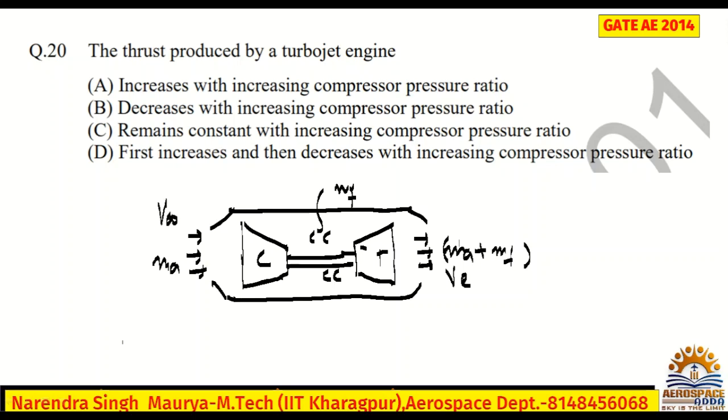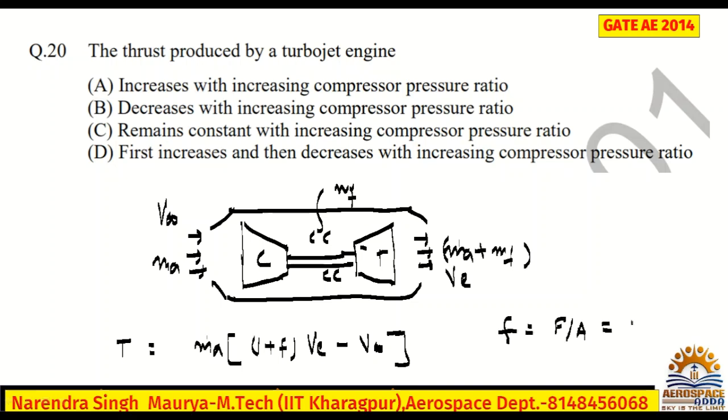So what is the thrust formula you have written? It is nothing but m dot a times (1 plus f) times (v e minus v infinity). What is f? It is the fuel to air ratio, m dot f by m dot a, called the fuel to air ratio. Here I must say this is the atmosphere, air enters at 0.1, this is 0.2, this is 0.3, this is 0.4, and this is the exit.